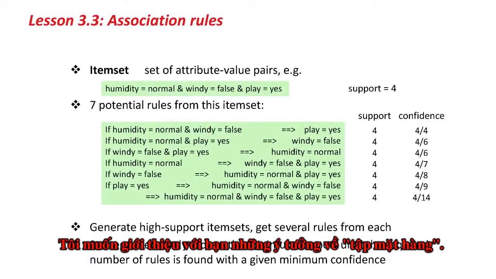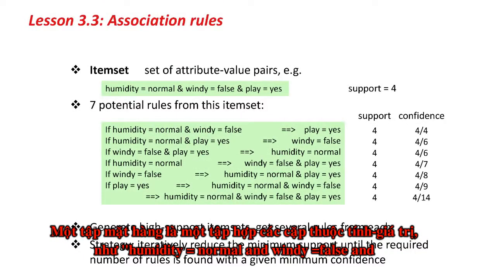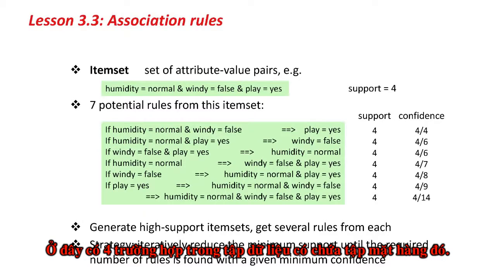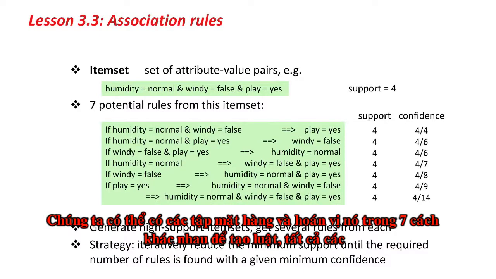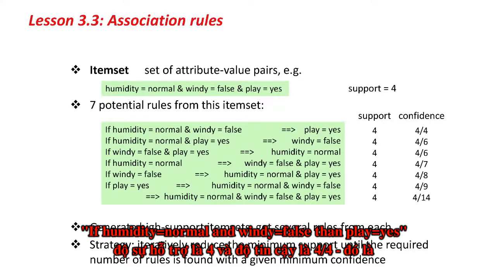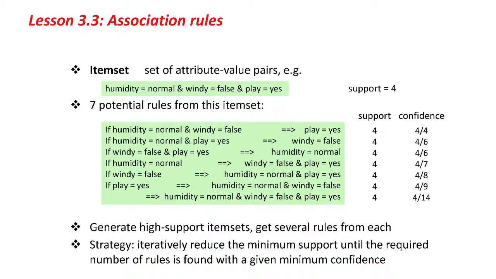Now, I want to introduce you to the idea of an item set. An item set is a set of attribute-value pairs, like humidity is normal and windy is false and play is yes. And an item set has a certain support given a data set. Here there are 4 instances in the data set that are in that item set. We can take that item set and permute it in different ways, 7 different ways, to produce rules, all of which have a support of 4. So if humidity is normal and windy is false, then play is yes, it's got a support of 4, and a confidence of 4 over 4, that's 100%.